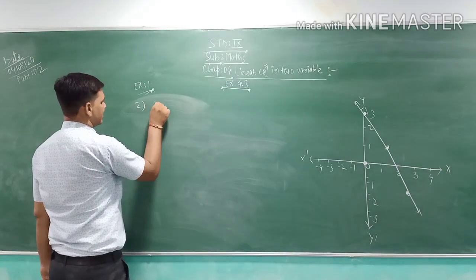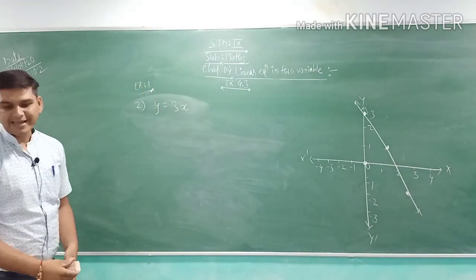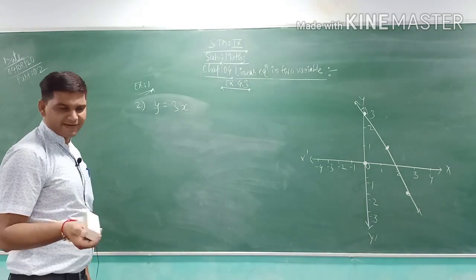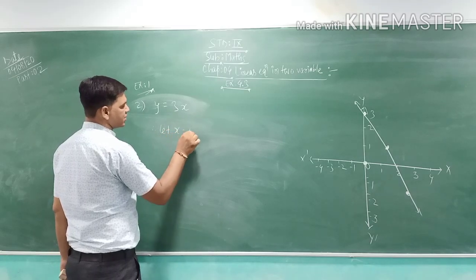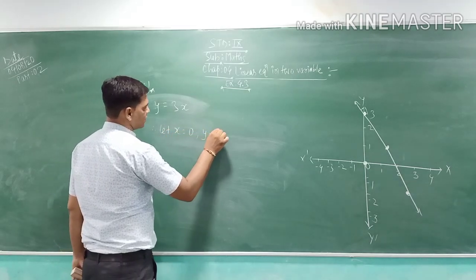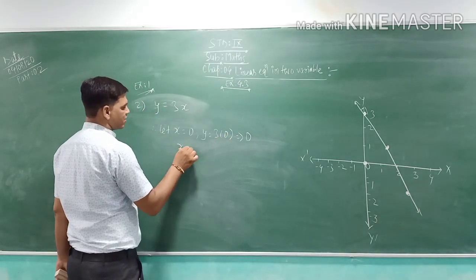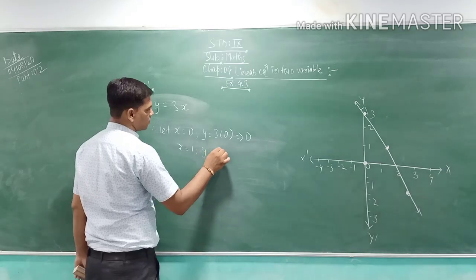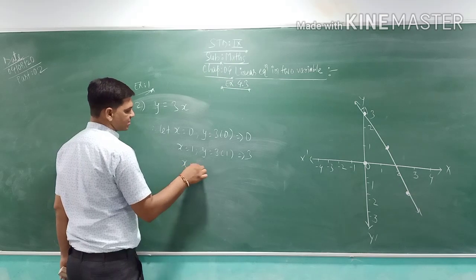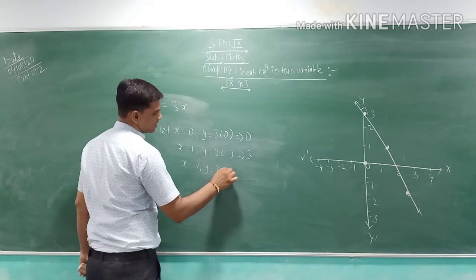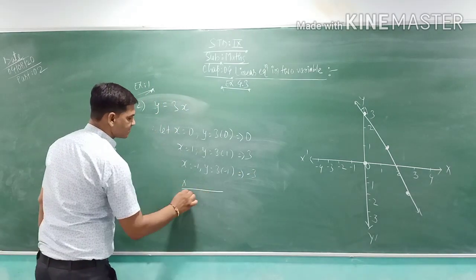Another example: given y is equal to 3x, right? If y is equal to 3x, we always have to apply values of x and y. Let x be 0, then y equals 3 into 0, that is 0. Let x equal 1, y equals 3 into 1, that is 3. Let x equal minus 1, y equals 3 into minus 1, that is minus 3. So these are the values of x and y.